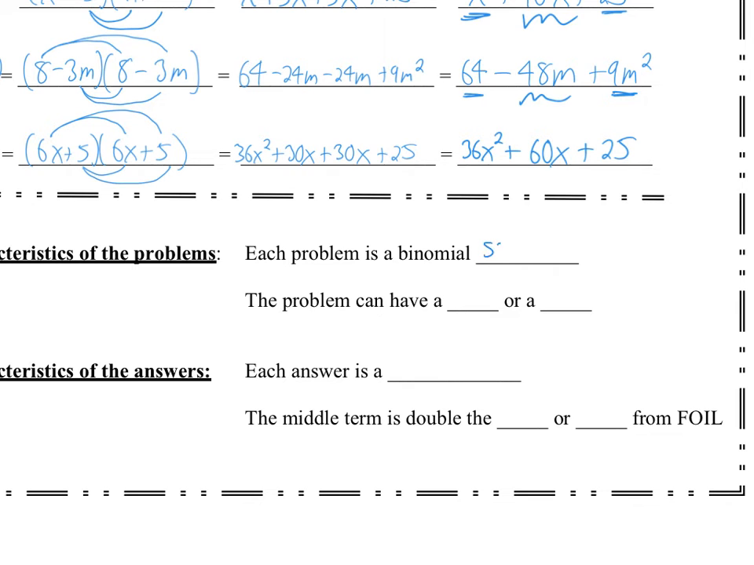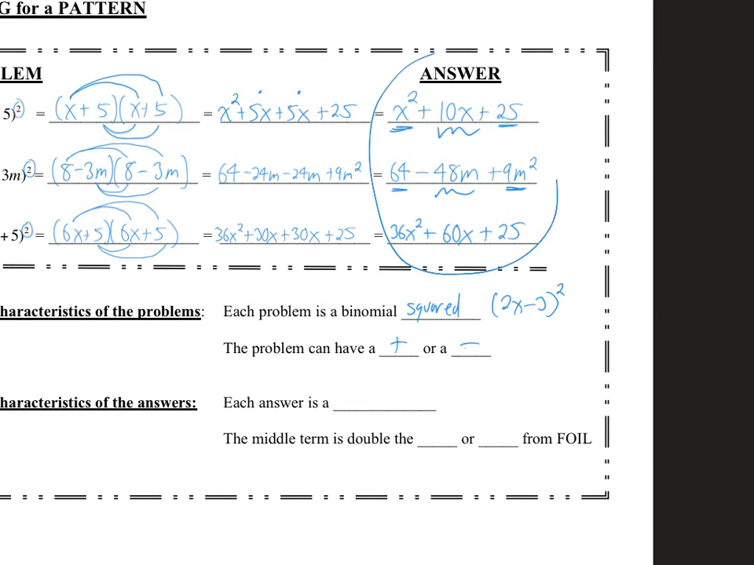So each problem is a binomial squared. A binomial squared, for example, like 2x minus 3 squared, that's a binomial squared, right? The problem can have a plus or a minus for these problems. Now, what's our answer? What are all three of these answers over here? What do they all look like? How many terms do they have? They have 3 terms, which is called a what? It's called a trinomial. Okay, it's got 3 terms, which is a trinomial. And the middle term is going to be double. This is the part that's tricky. It's going to be double the middle 2 terms when you're distributing, okay?